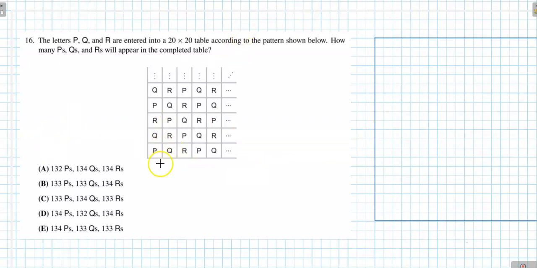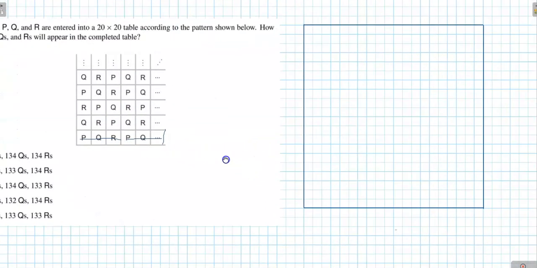So let's look at how many PQR sets there are. Here there is one set PQR, and then PQR, there is another. So this means in 3 squares, there is one set of PQR: one P, one Q, and one R. If you think about 6, another P, another Q, and another R. This means when we divide 6 by 3, we are going to find the number of PQRs. This pattern will continue for some time.